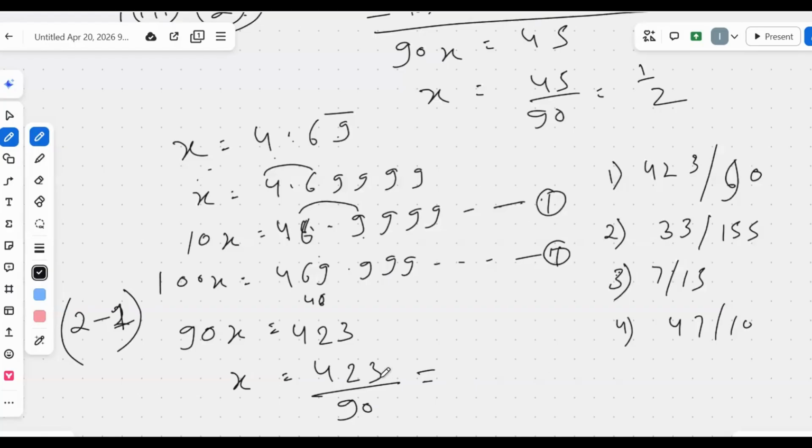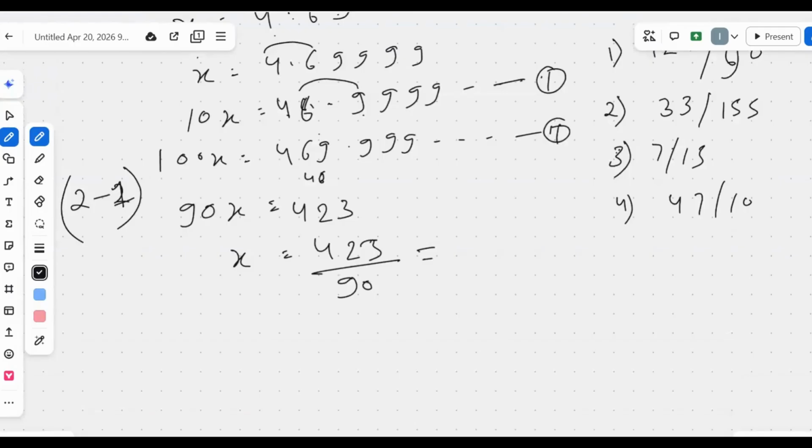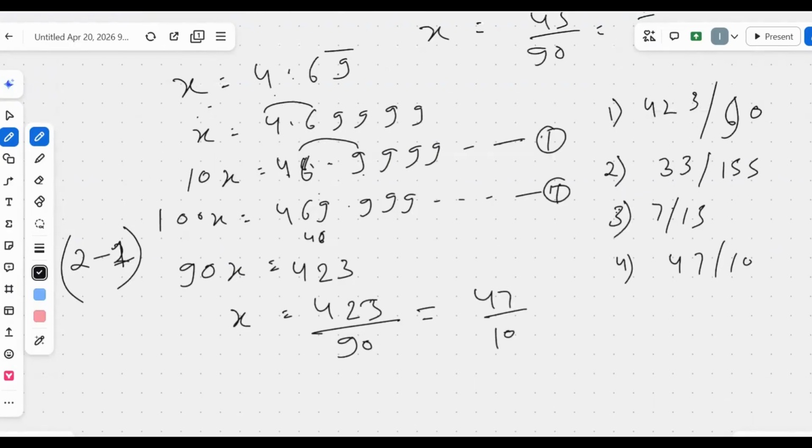Yes, ma'am. But 423 is divisible by 9. Yes, ma'am. 47. Okay, let me write it here. 36. It's going to be 47 over 10. So see, the one who gave me the answer for the first one, it's also correct. I have a question.